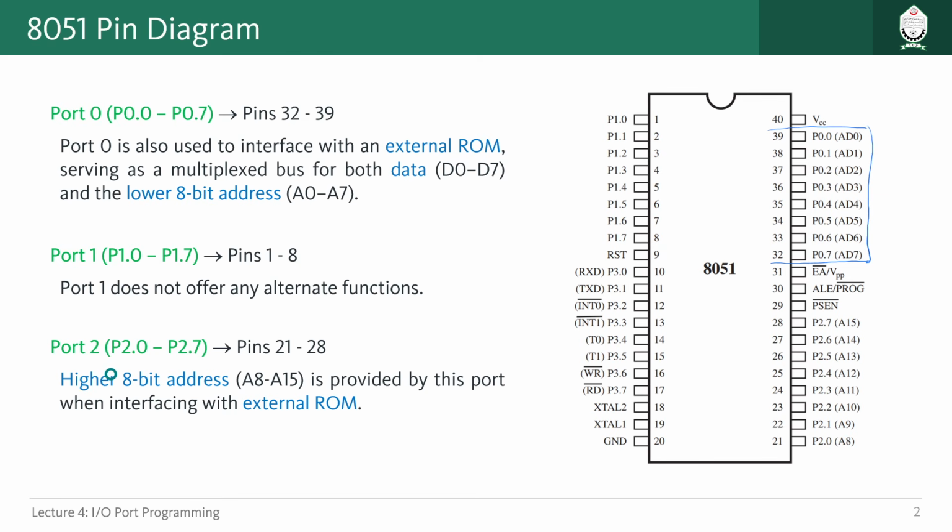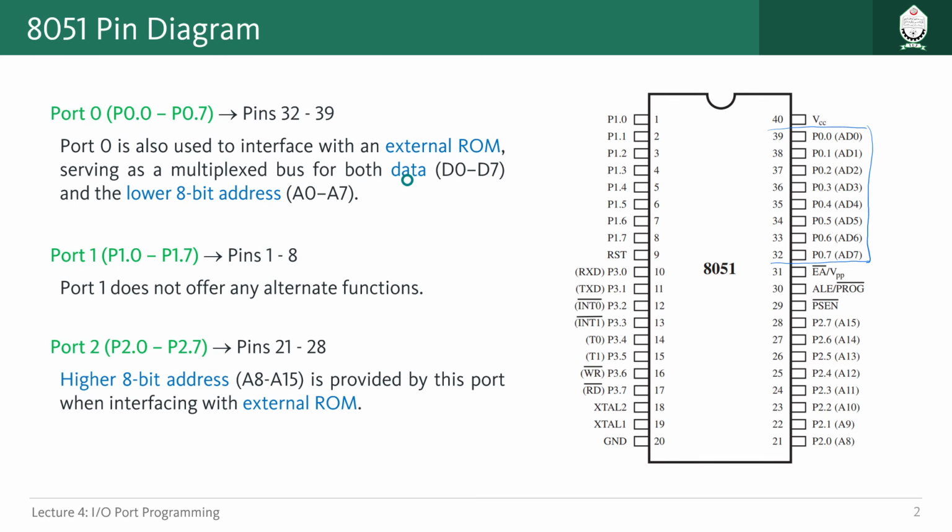So the higher 8-bit address is actually provided by port 2, and the lower 8-bit address is provided by port 0. With that, it can also provide the path for the 8-bit data, so it can multiplex. Because it has to multiplex between data and address, like a bi-directional data path, it has to have some special architecture.